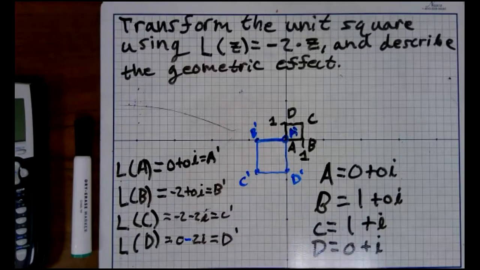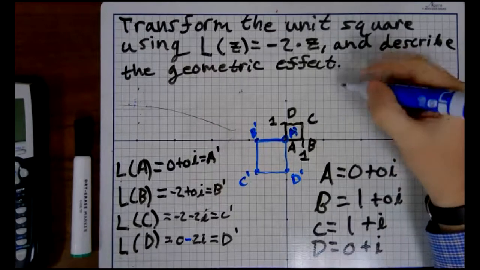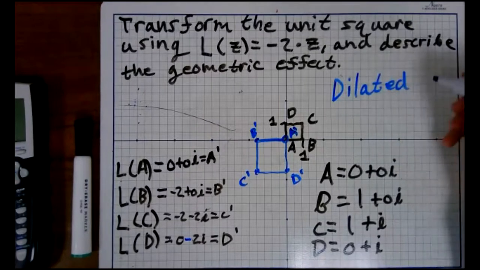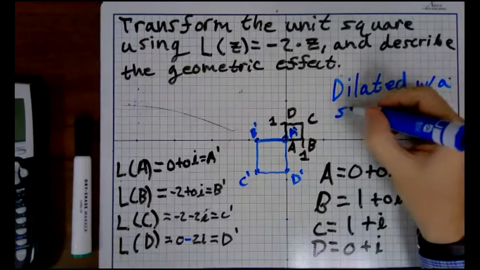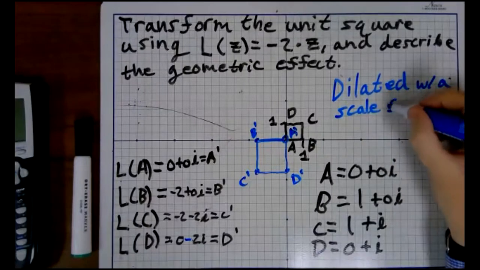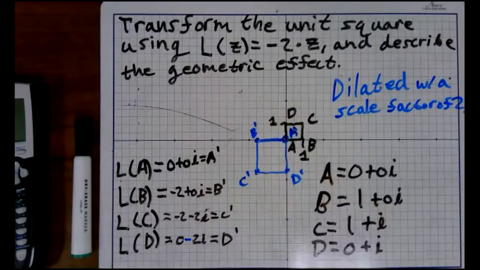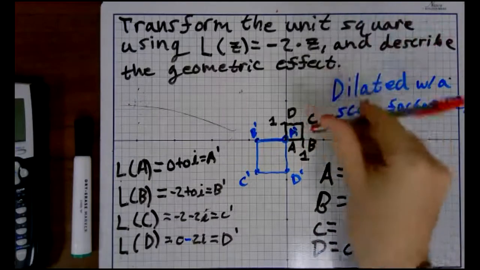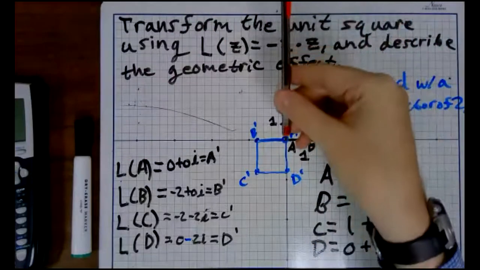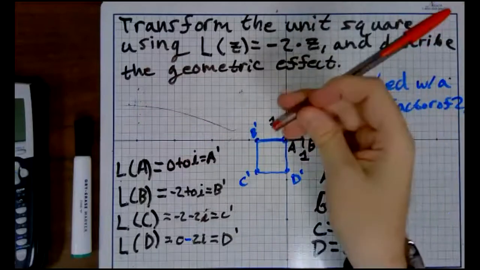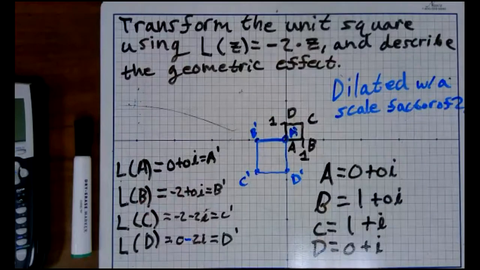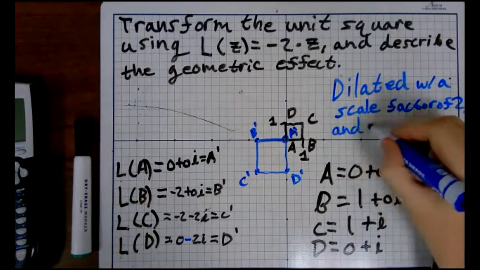Now, what happened to our shape? Well, first of all, it looks like it dilated, right? It dilated with a scale factor of 2, or you could just say dilated by 2. But it also rotated. B was pointing to the right, but now it's pointing to the left. D was pointing up, but now it's pointing down. C was pointing to the upper right, now it's pointing to the lower left. So exactly, it rotated around the origin 180 degrees.